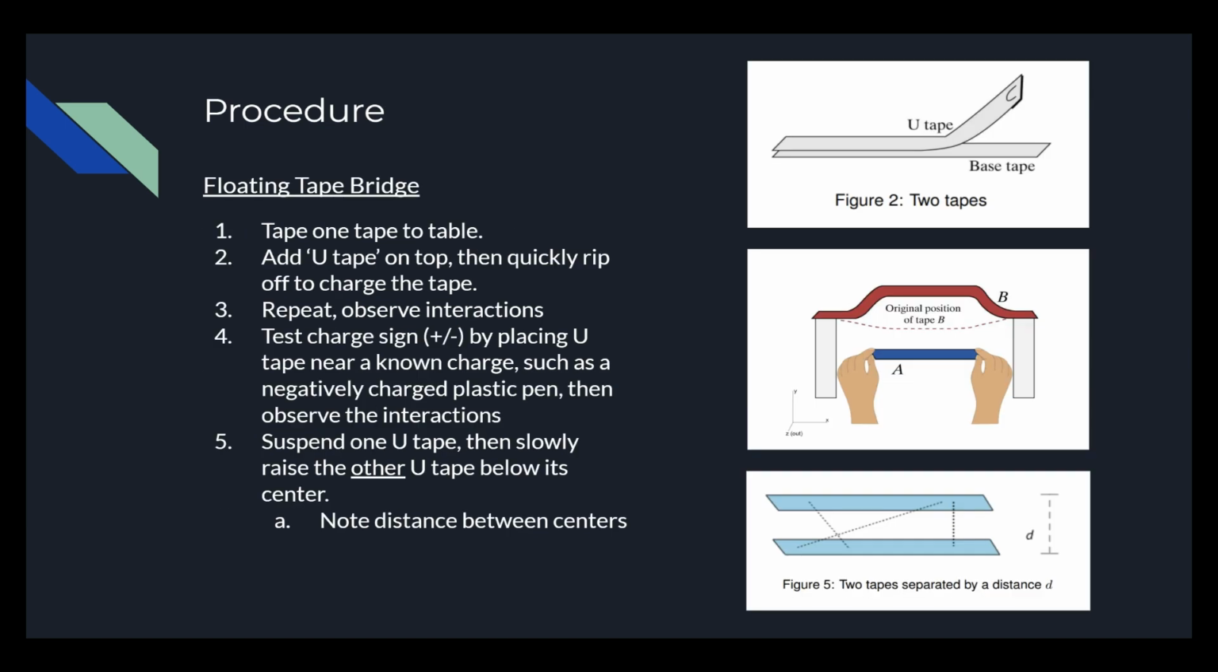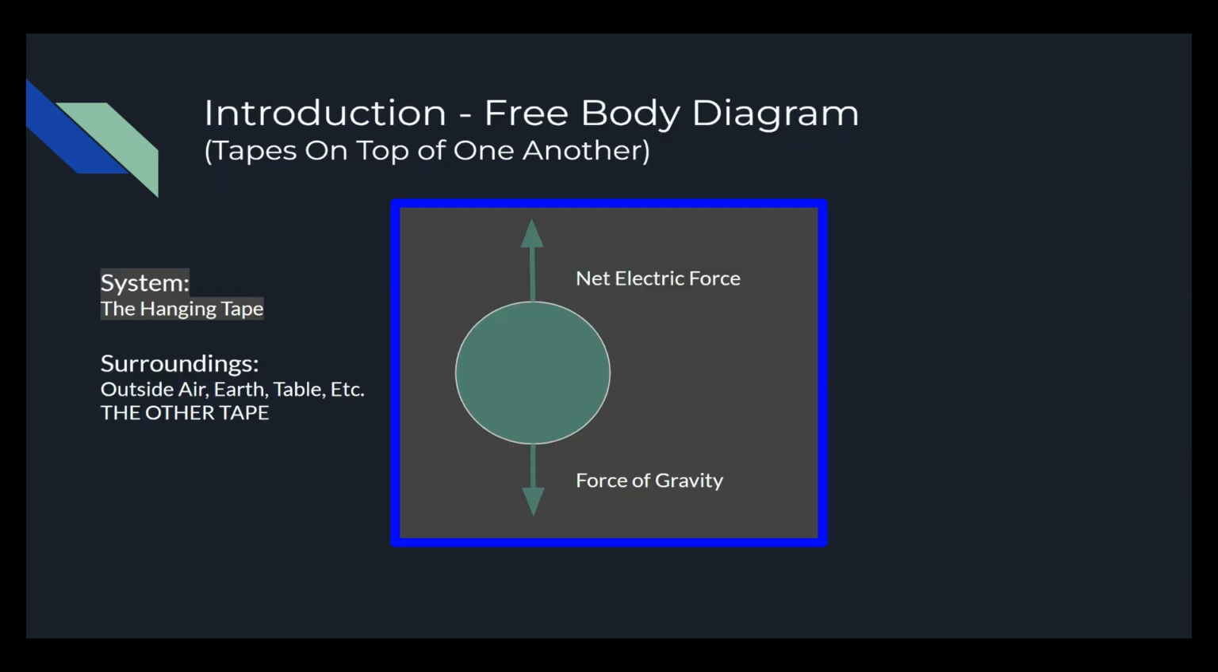So the procedure is about the same. You're going to rip off a piece of tape, you're going to put it near the other one, and you're going to see how they interact with each other and how they hold each other up in equilibrium. Remembering that the specific free body diagram for the top tape is going to be that net electric force from the other tape in the surroundings, as well as the force of gravity.